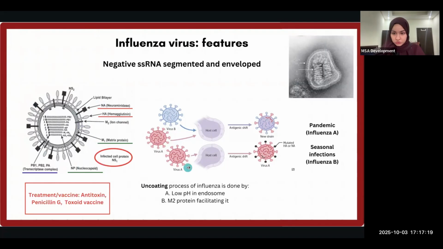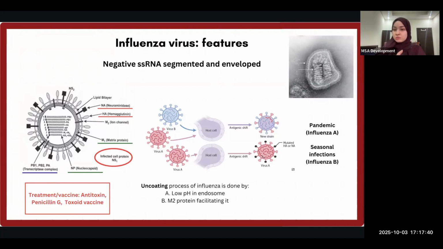And what else? Antigenic shift and drift. Important to know the concepts, what they are. Antigenic shift includes the virus going through genetic reassortment, which changes it into a completely new virus. And this is the reason for pandemics. So antigenic shift is much more serious.